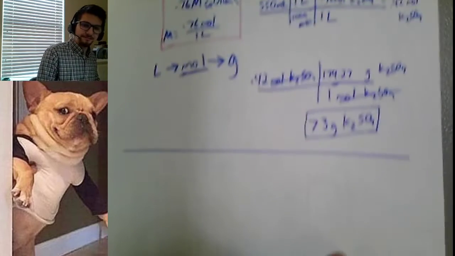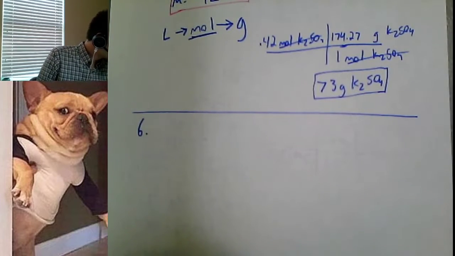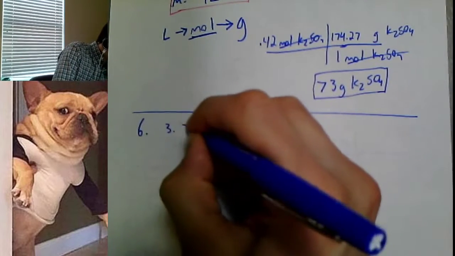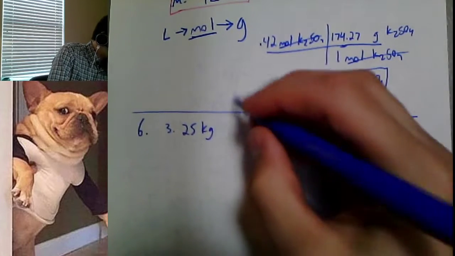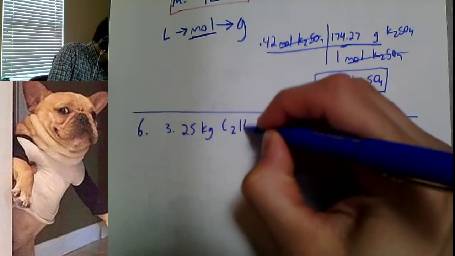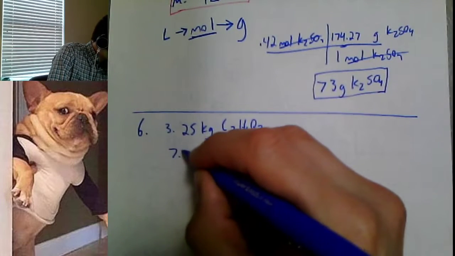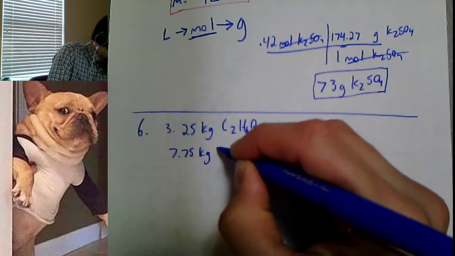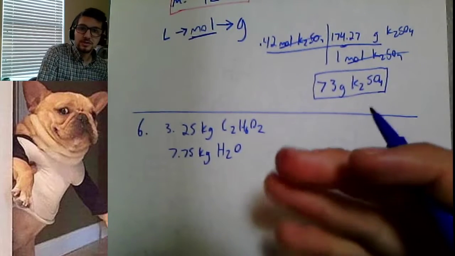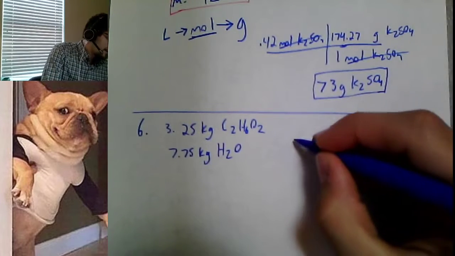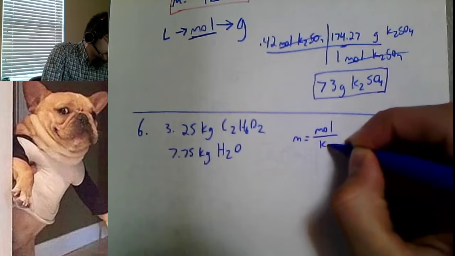So number 6. A radiator is filled with a mixture of 3.25 kilograms of ethylene glycol, which is C2H6O2, and they put that all inside 7.75 kilograms of water. Calculate the molality. So what's the molal equation? Little m equals moles of solute over kilograms of solvent.